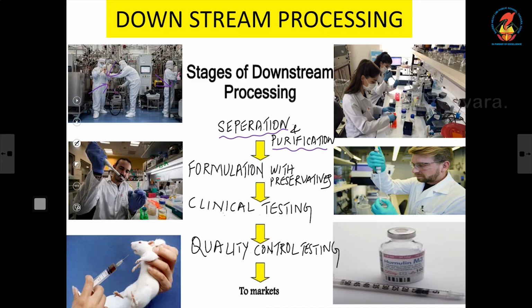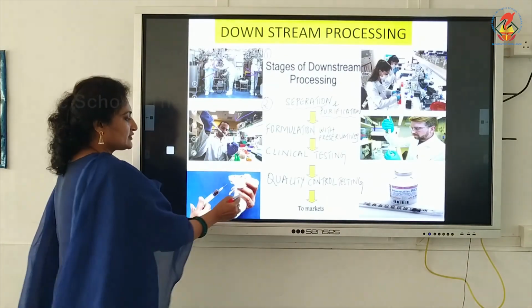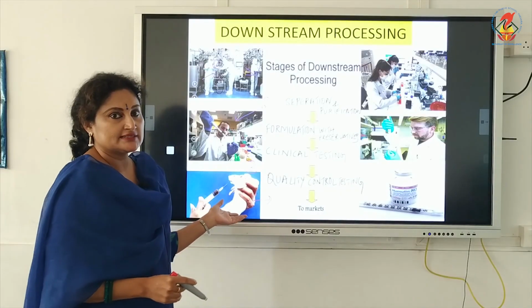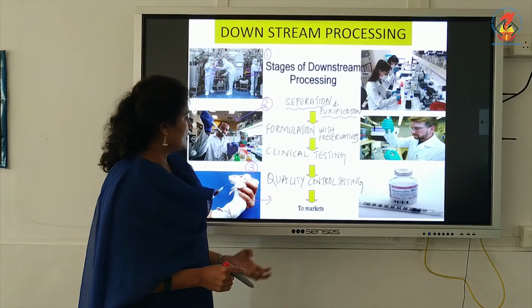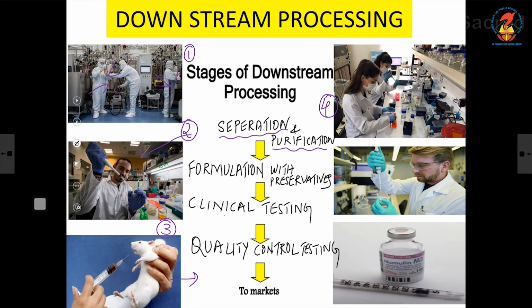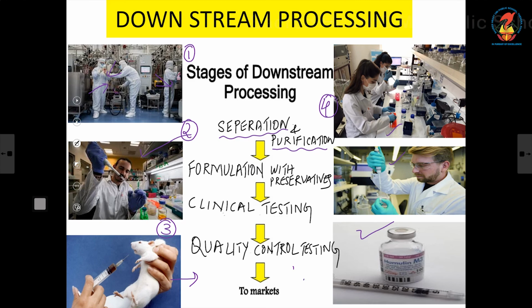The next step, it is formulated with preservatives. Look, so this is the first, this is the second step where it is formulated with preservative. After formulating with preservative, it is clinically tried on some animals. See, this is the third step. Usually mice and monkeys are used for clinical testing. Then the fourth step we have is quality control. It's tested for quality control, and finally it's bottled and available as a final product in the market. See, this is the final where you have it in bottle form.